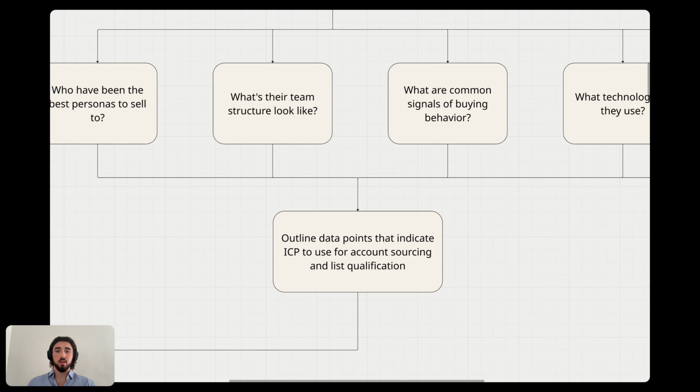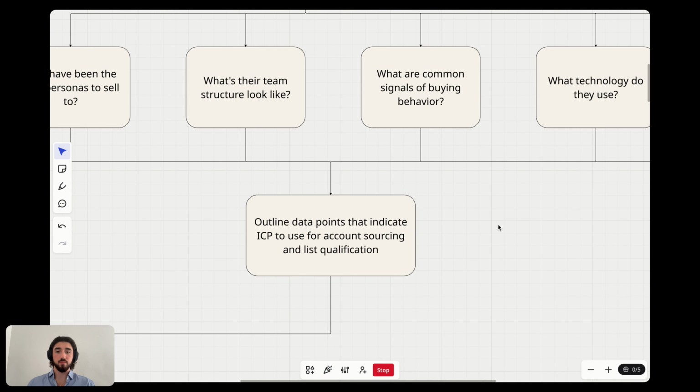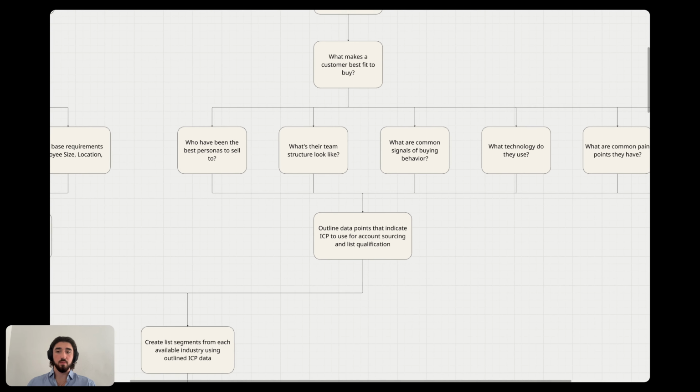Maybe let's say it's team structure, right? Maybe they need to have a built out sales team for it to make sense to work with you guys, or for them to be the most qualified. Or maybe they have to be using HubSpot or Klaviyo, something like that, right? The more the better, by the way.